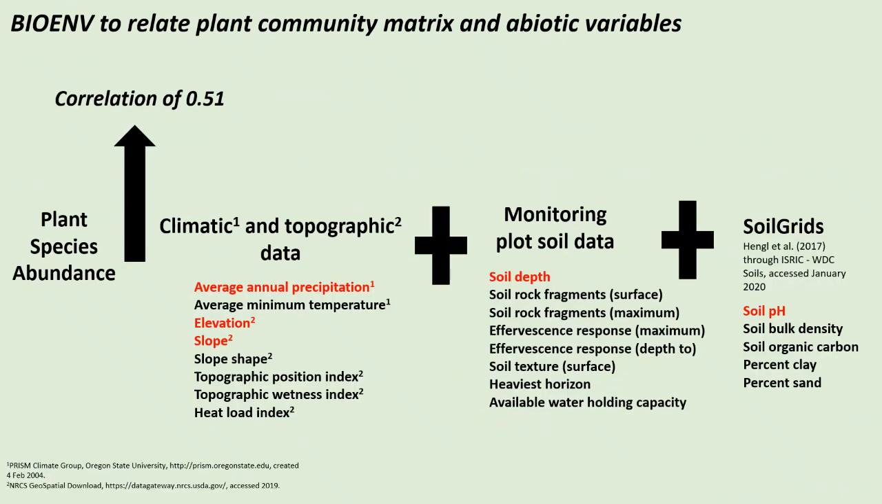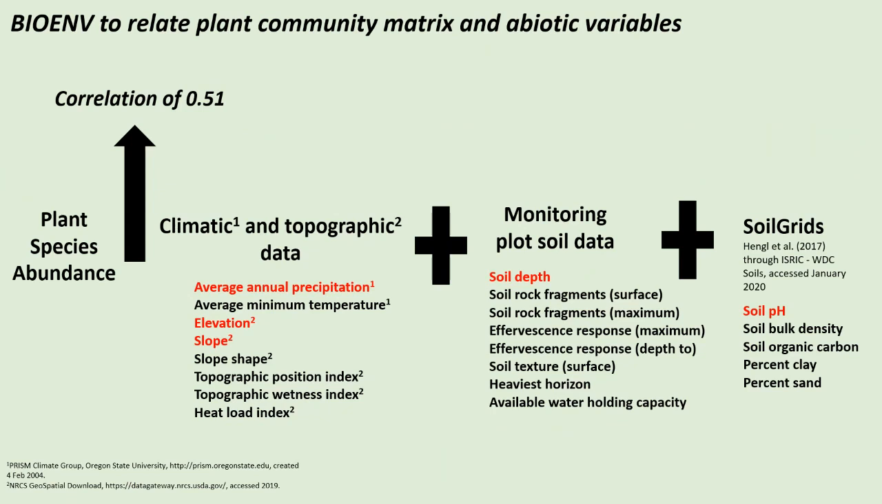And I should note that we would not expect any set of abiotic variables to completely explain the variability in plant communities, because there's also the temporal component of what has happened at that particular point on the landscape. So land use and management, which were not represented in the BIOENV analysis. So these abiotic variables are a very important piece of the puzzle, but don't explain the whole picture.